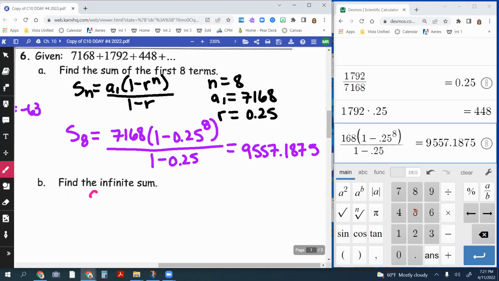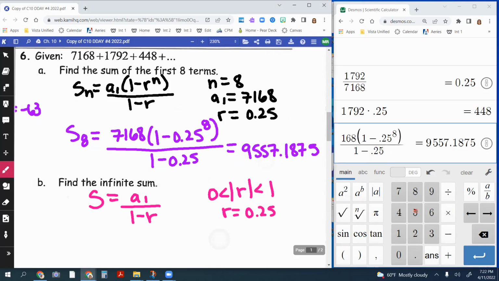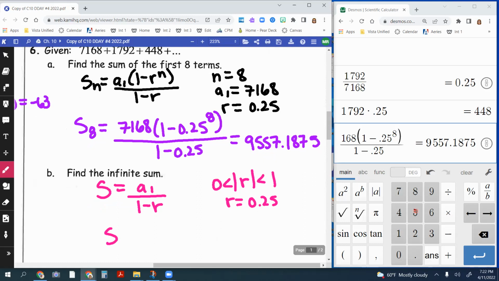You only can do the infinite sum for geometric. And the formula is A1 over 1 minus R, but there's a restriction. This is only if your R in absolute value is between 0 and 1. And in this case, our R is, because it's a 0.25. So that is within this range. So I'm going to do S is equal to 7,168 over 1 minus 0.25.